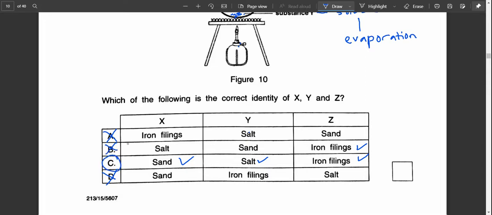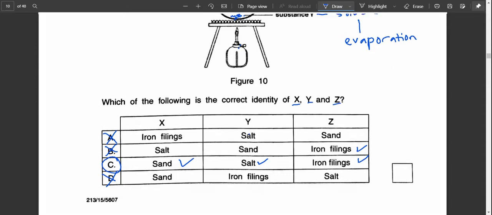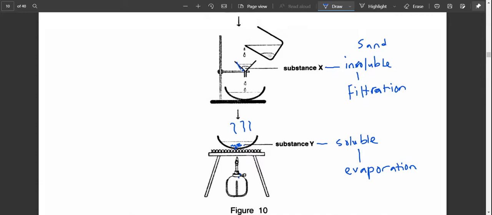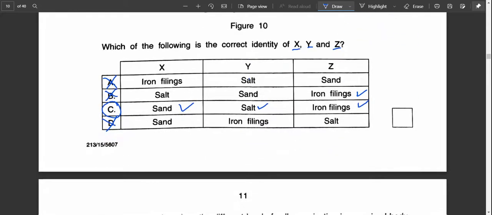So always double check your answer. Be careful with X, Y, and Z because sometimes you're very confident like what I did just now, and then I got the answer wrong.